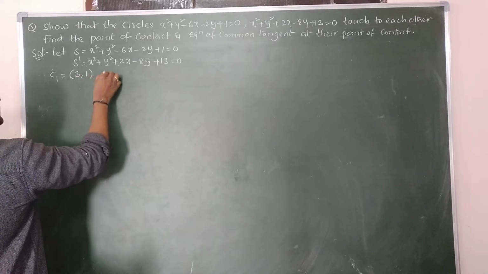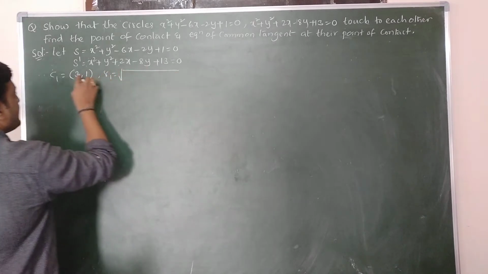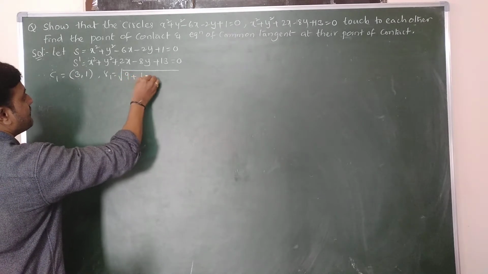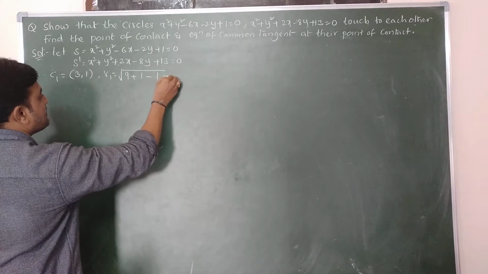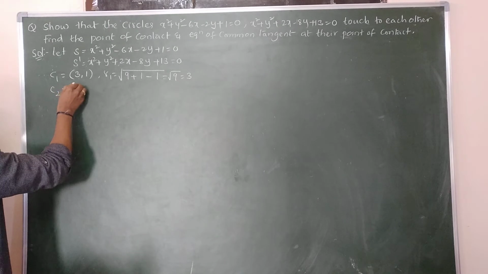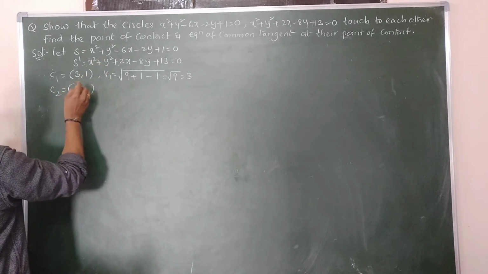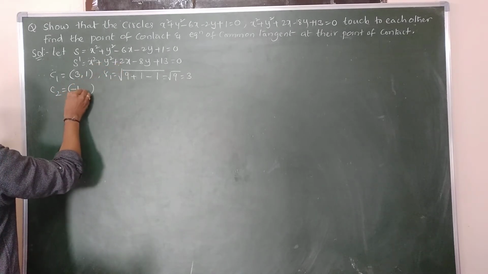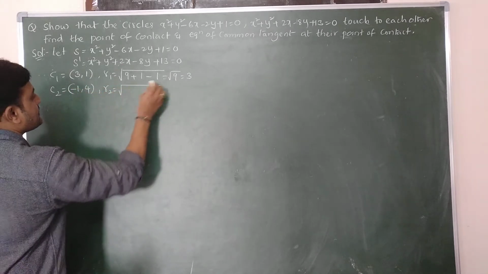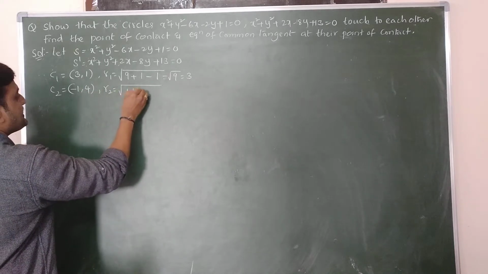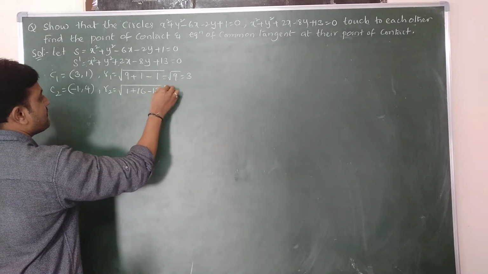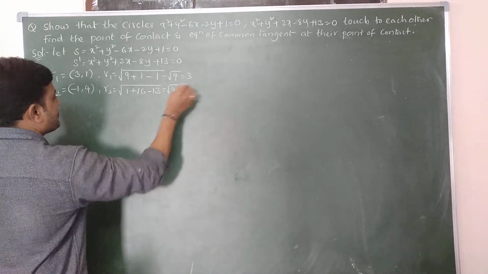Radius is root of g square plus f square minus c, that is 9 plus 1 minus 1, which equals root 9, nothing but 3. The center of the second circle is (minus 1, 4). Now R2 equals under root g square plus f square minus c, which equals root 4, that is 2.